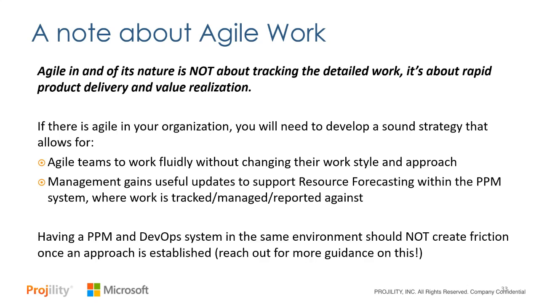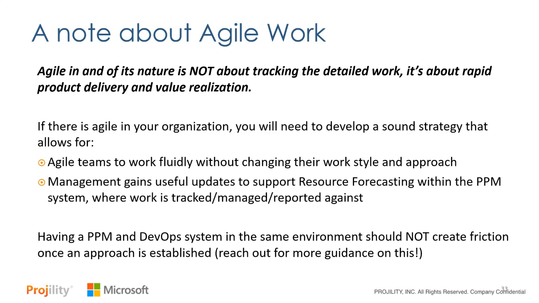And the key here is having a project management system and a DevOps system like a Jira or Azure DevOps should not create friction. You just need to come up with a strategy on where the data is going to be updated at what level of detail. And again, if you want more information on this, we can definitely provide you with guidance. But there's a lot of organizations successfully managing their portfolio of Agile, Waterfall, all their projects in one place, but letting people work in a system that maps to how they work today, not changing the way they work.